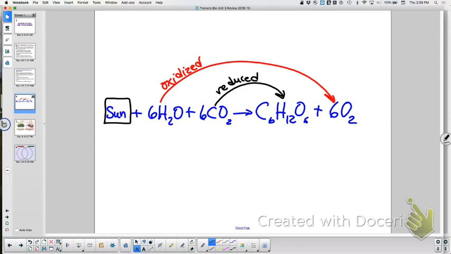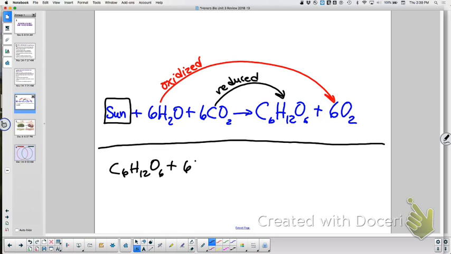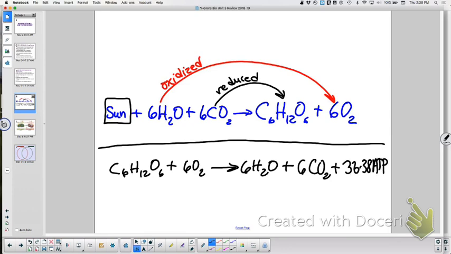If you're going to do cellular respiration, how would you write that? What do you want me to write? C6H12O6 plus 6O2 yields 6CO2 plus 6 H2O plus ATP, right? And that's assuming you don't have the second law of thermodynamics. So this one right here on the bottom is what reaction? Cellular respiration. And the one on top is? Photosynthesis.